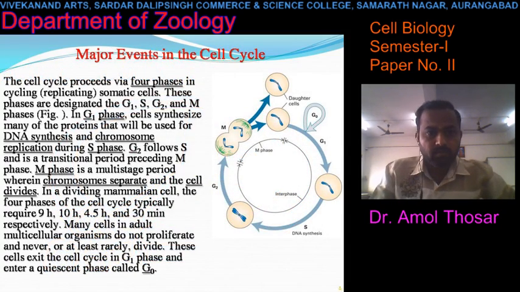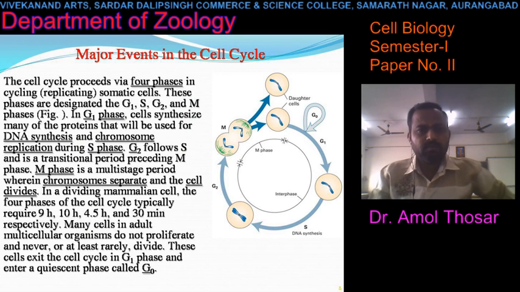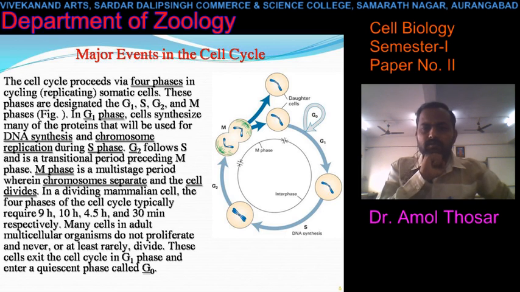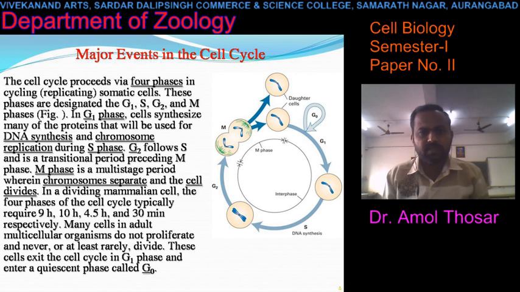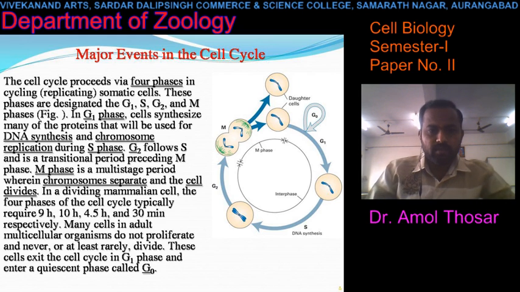Then you have the major events in the cell cycle. The diagram clearly shows the cell cycle, or cell division. The cell cycle proceeds via four stages in the somatic cell. Somatic cell means the body cell, and reproductive cell is called the germ cell. In general, the cell cycle includes four phases: G1, S, G2, and M phase.